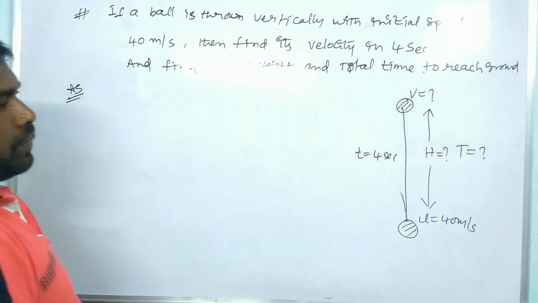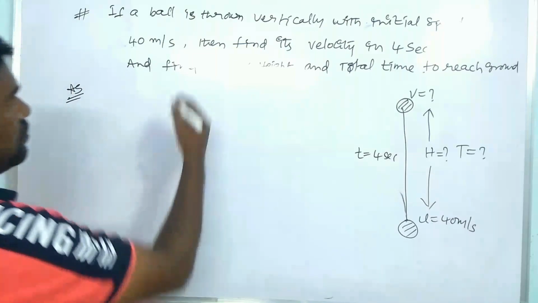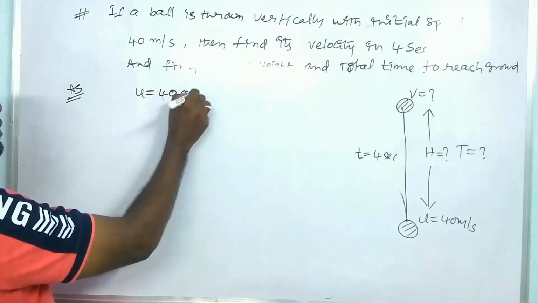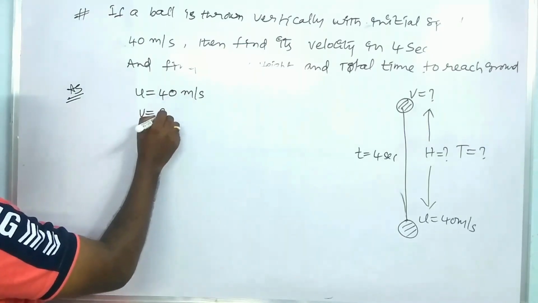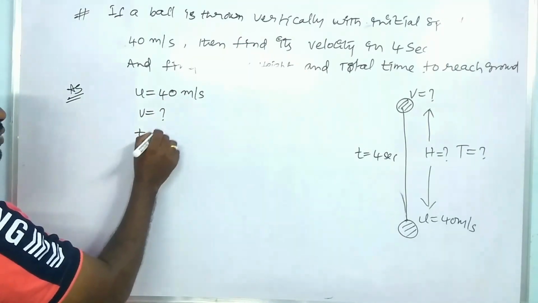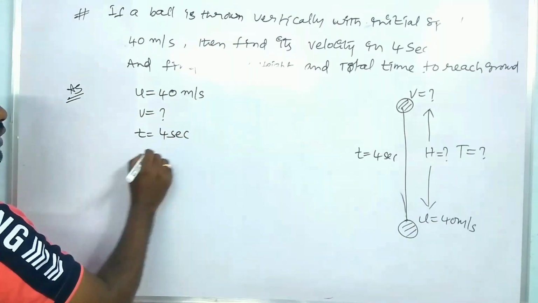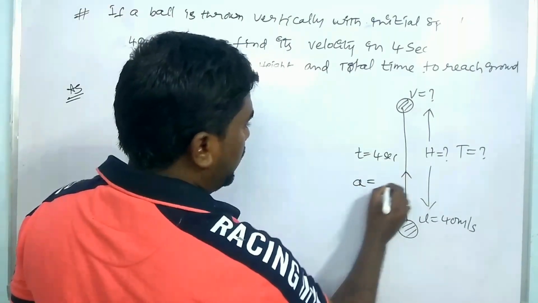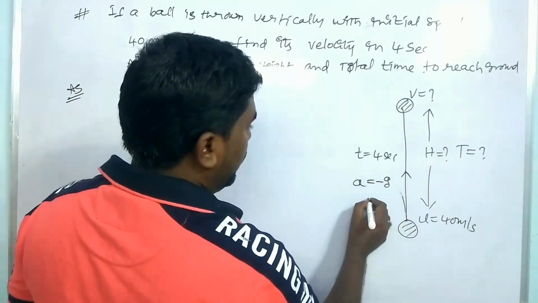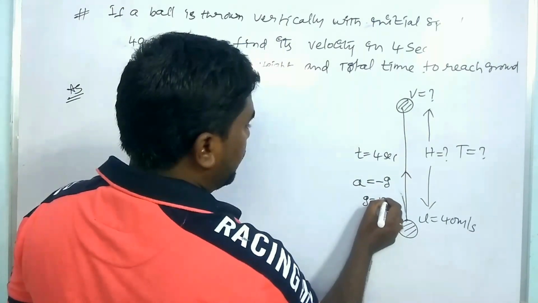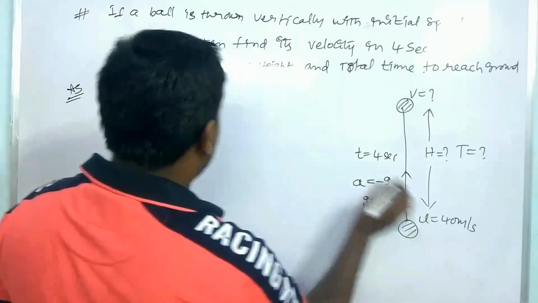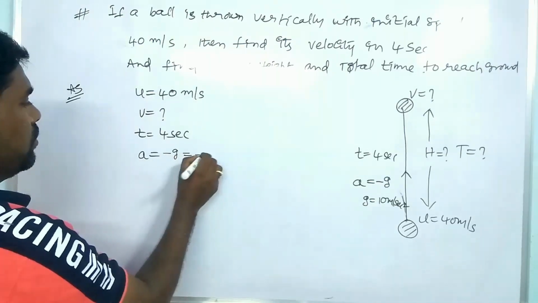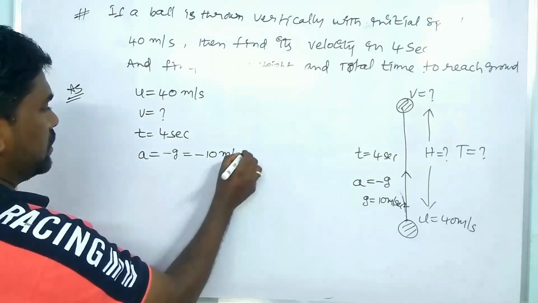Let us find that. So here, what are the factors they have given to us? That is initial velocity 40 meter per second, final velocity you don't know, and time T is equal to 4 seconds. Okay, A in this case, it is upward direction, so it is equal to minus G, where G value is 10 meter per second square. So a is equal to minus 10 meter per second square.